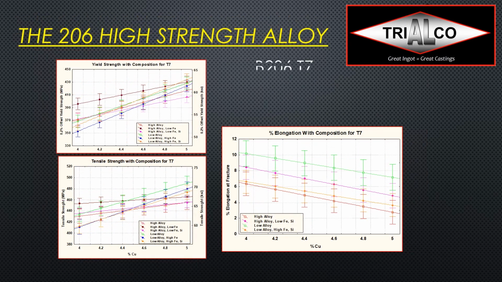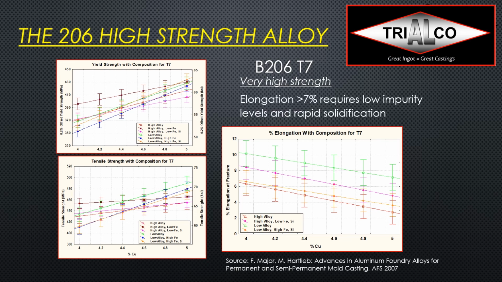In the T7, if we look at that, we get the very high strength. So now I'm both with yield and tensile well above the 400 megapascal. Now my elongation is clearly down. It can be as low as just 3.5 to 4%, but I can still create a variant that gives me 6, 7, 8% or even 10% elongation. If I want to do that, I need a very low impurity, very high purity alloy, and ideally pretty rapid solidification, so either in a permanent mold or with chill blocks.